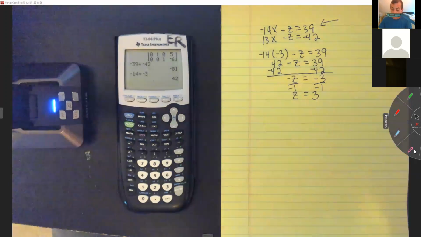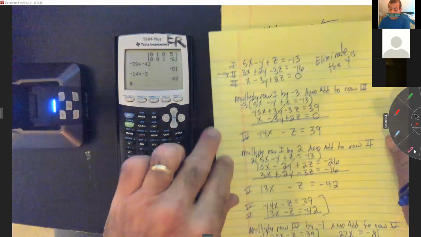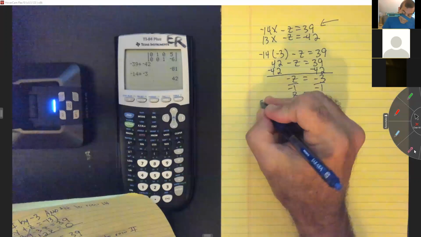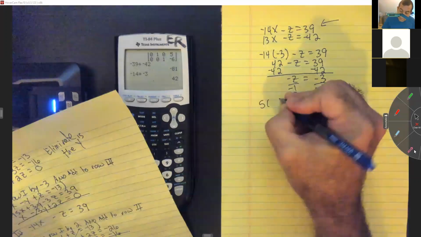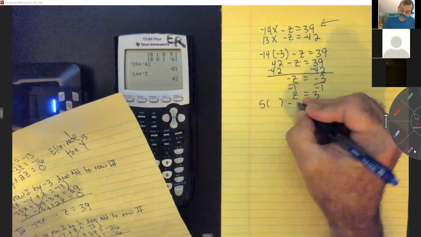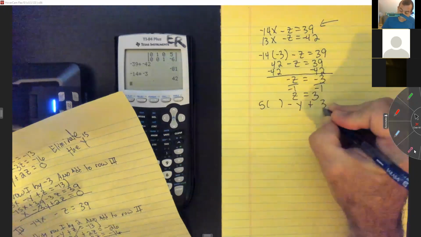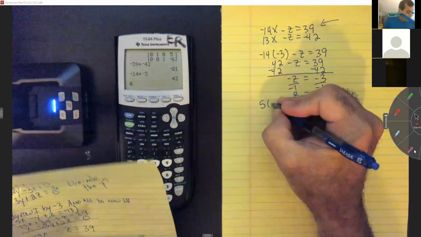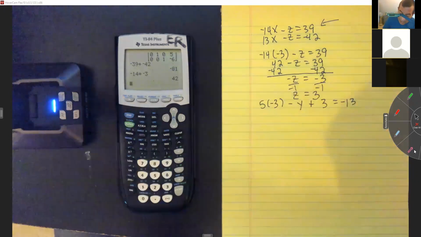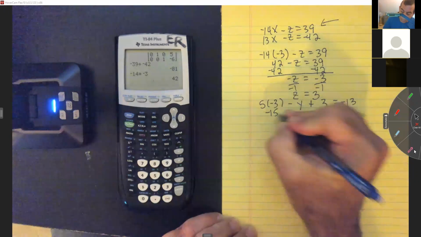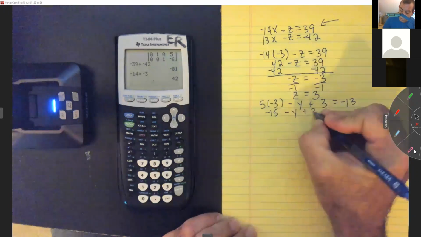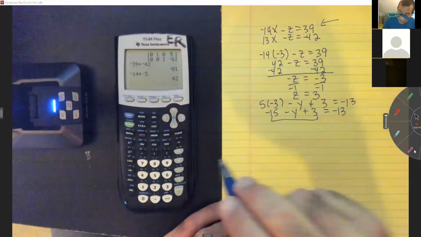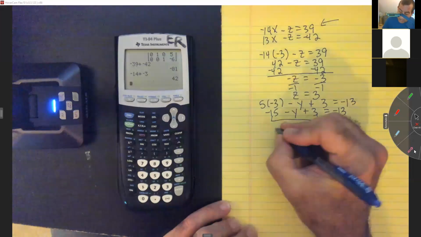What I'm going to do now is go back into my original equation, plug those in, and get my final answer. So 5 times my x minus my y plus my z, which is 3, is going to equal -13. And then this x was what? -3 also. All right, let's see what I got. I got -15 minus a y plus 3 equals -13. I'm going to add these like terms. -15 plus 3 is a -12 minus y equals -13.